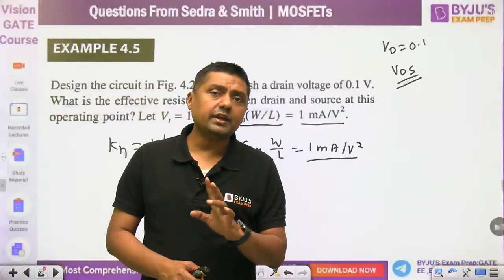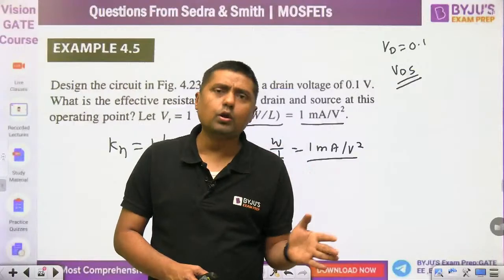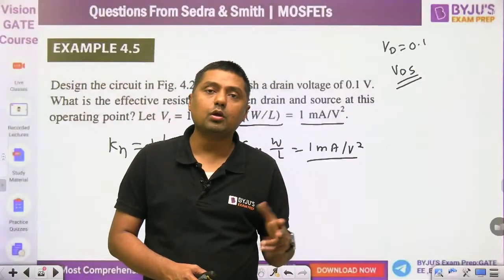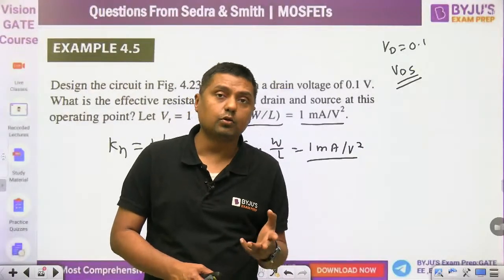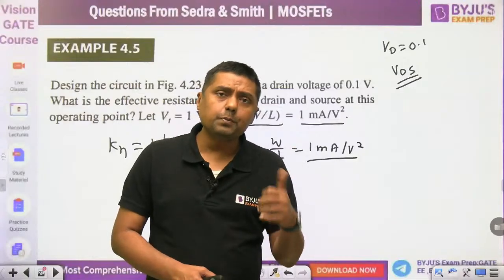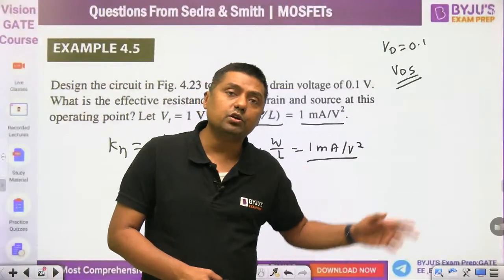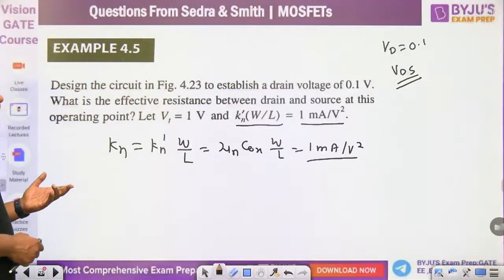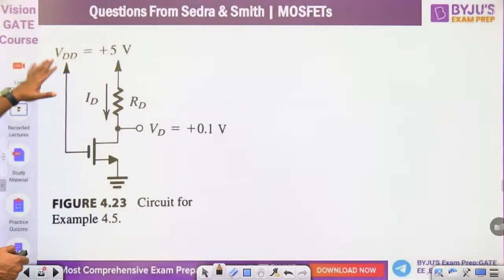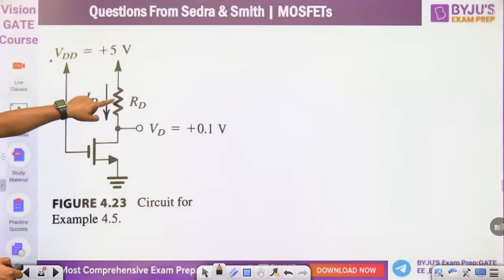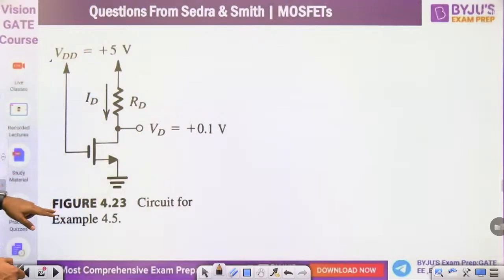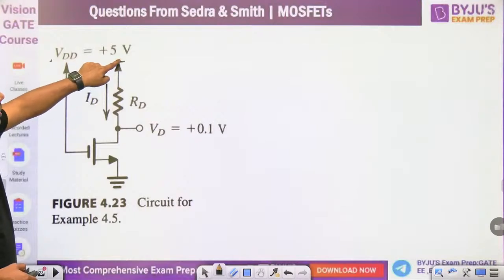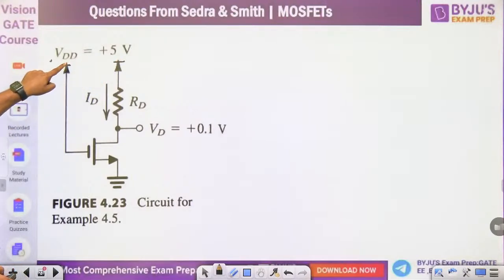Normally, what was the Kn'? Kn' was in microampere per volt square: 194 microampere, 200 microampere, 100 microampere. But when it is multiplied with the W by L, it is converted into milliampere per volt square. So you can check the values. Now, what is the diagram here? This is the diagram. 5 volt is given, RD, VD is 0.1 volt. Design the circuit means what? You have to find the value of RD only. This is the 5 volt, this is also the 5 volt. So VGS will become directly 5 volt.